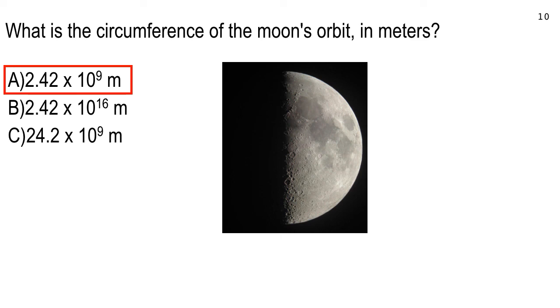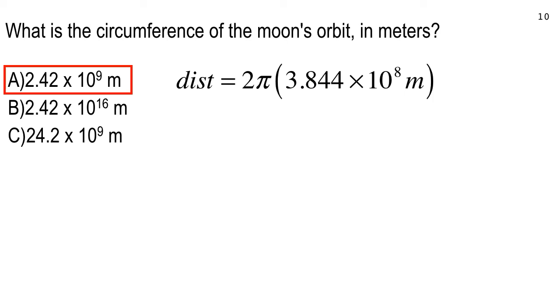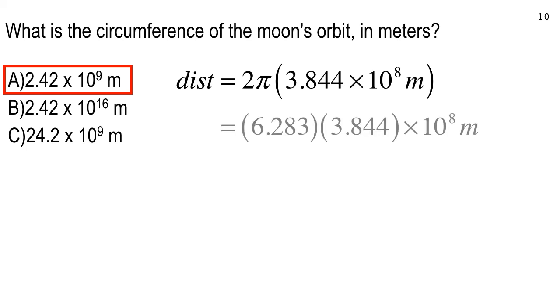Okay, very good. Let's just review. For those of you that didn't get it, and for everybody, really, let's just trot through the calculation. Here's the circumference distance. So in one period of motion, 27 point blah, blah, blah days, this is how far it goes. 2 pi times the radius, approximately. So that's 6.283 times 3.844, and then 10 to the 8. Now, these two numbers here, Rachel, are going to end up bigger than 10.